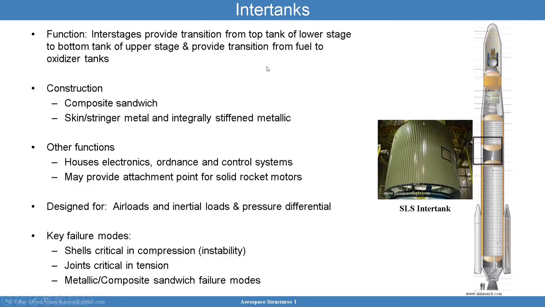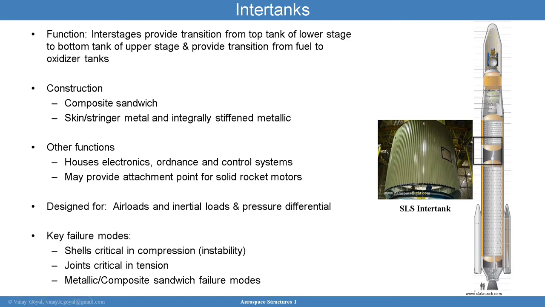Interstages provide transition from the top tank of lower stage to bottom tank of the upper stage, and you can see that here, and provides transition from fuel to oxidizer tank. The construction of these tanks tends to be composite sandwiches or metals that are stiffened. Other functions that these intertanks can play is they can house electronics, ordnance, and control systems. They also can provide attachment points to solid rocket motors, because it could be quite challenging to have solid rocket motors attaching through a pressurized wall like a stage tank. So intertanks are a perfect location where the solid rocket motors could attach to.